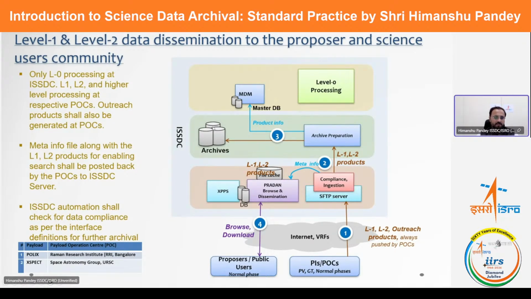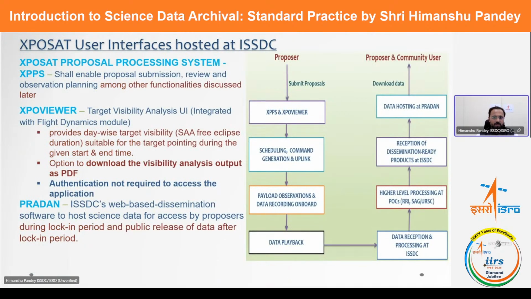Only the proposal processing system is yet to be released, and there is another validation. So these are typical proposals, where anybody can submit proposals. There is another application called Expert Viewer. What Expert Viewer does is, before submitting a proposal, you want to see a particular celestial source and when my satellite can observe it. So you can do this type of check, target visibility analysis, using that UI.